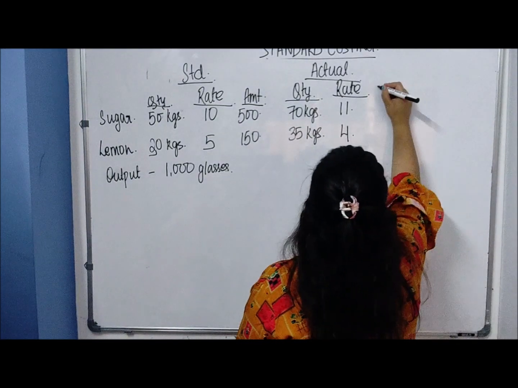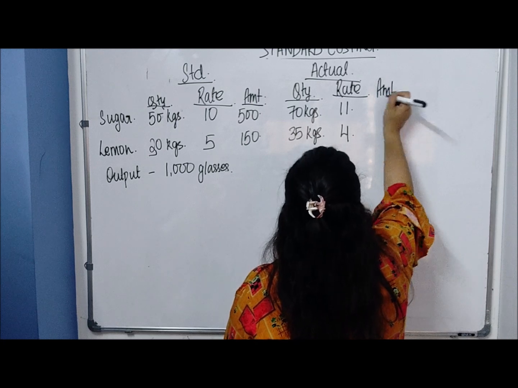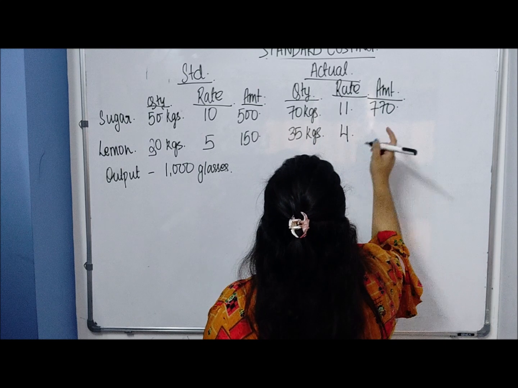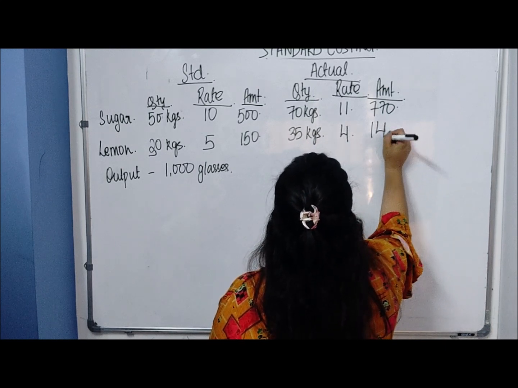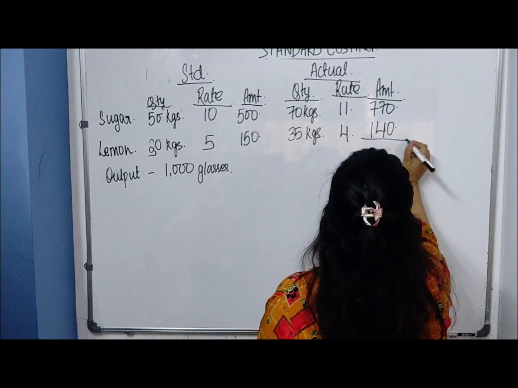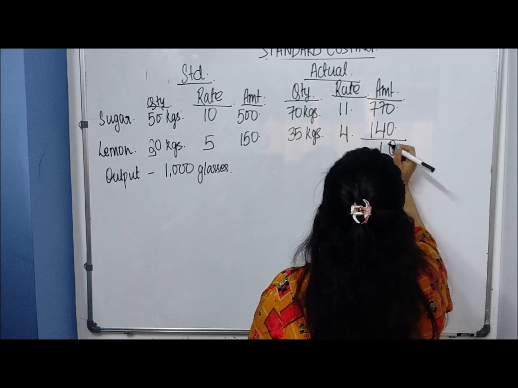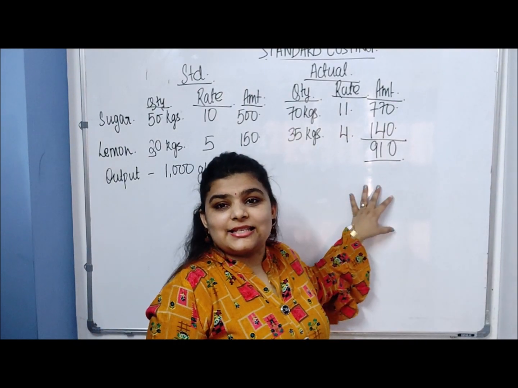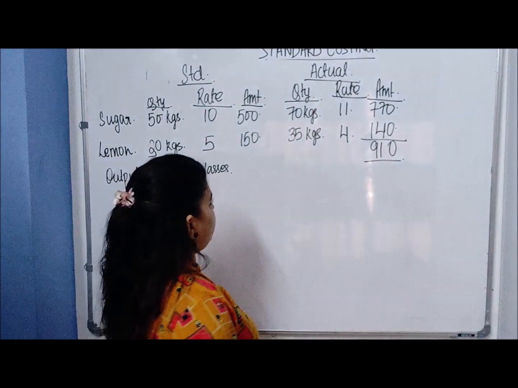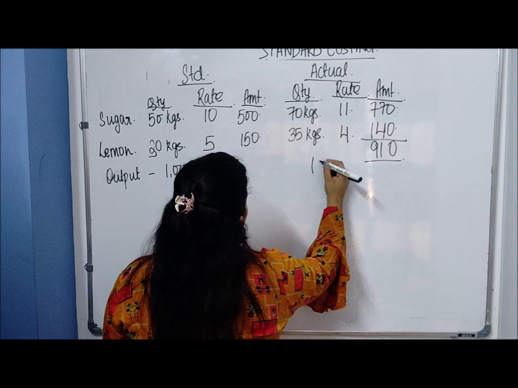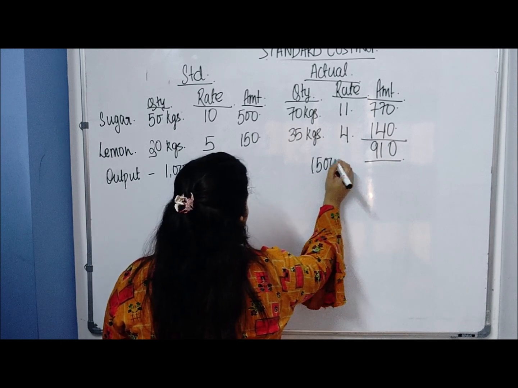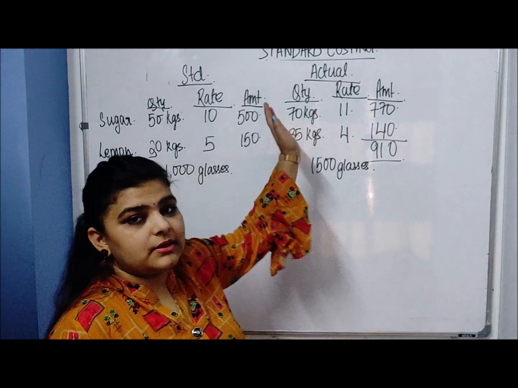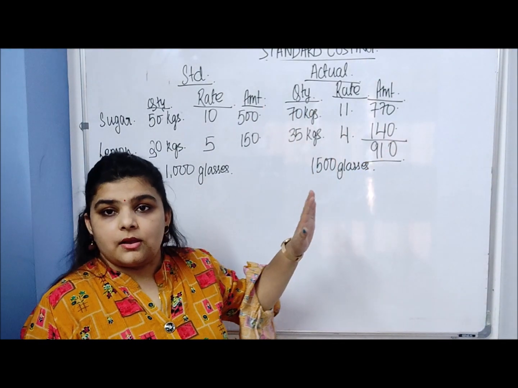So what is my spending? My spending would be 770 and this would be 140. Total I have spent 910 rupees. But with this, what was my actual output? My actual output was actually 1500 glasses. So this is the actual scenario for the month of May.